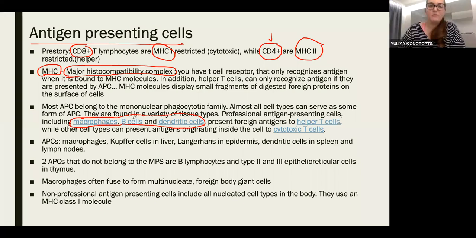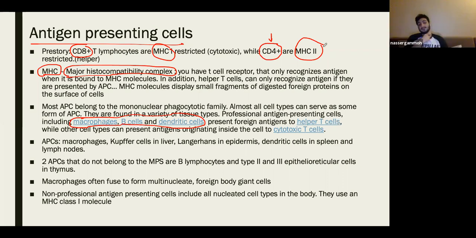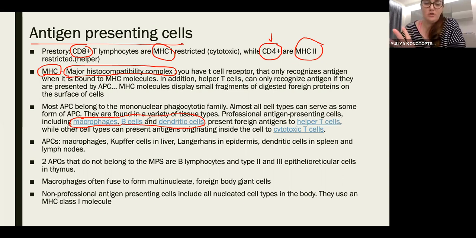Why is B lymphocyte an APC? Because it has MHC2. Perfect. Why is dendritic cell an APC? Because it has MHC2. Is it clear? So all of them are antigen presenting cells because they have MHC2. Until this point, is it clear?